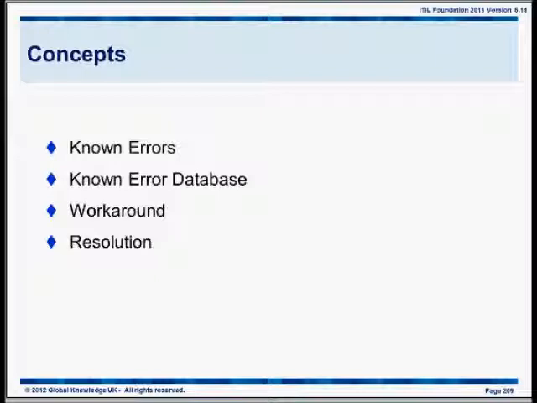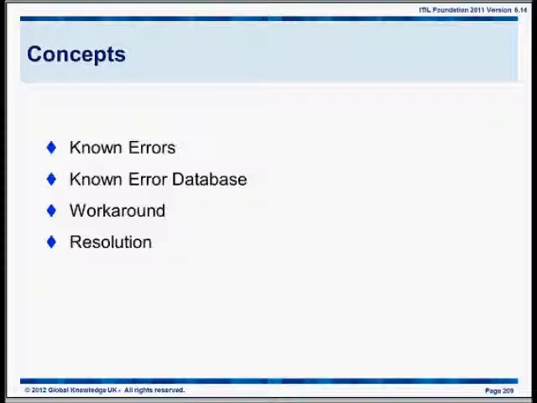So a known error is a problem where we know the cause, where we have a workaround, or finally someday where we resolve it. So if I found a resolution, I will create a known error. If I found a workaround, I will create a known error.